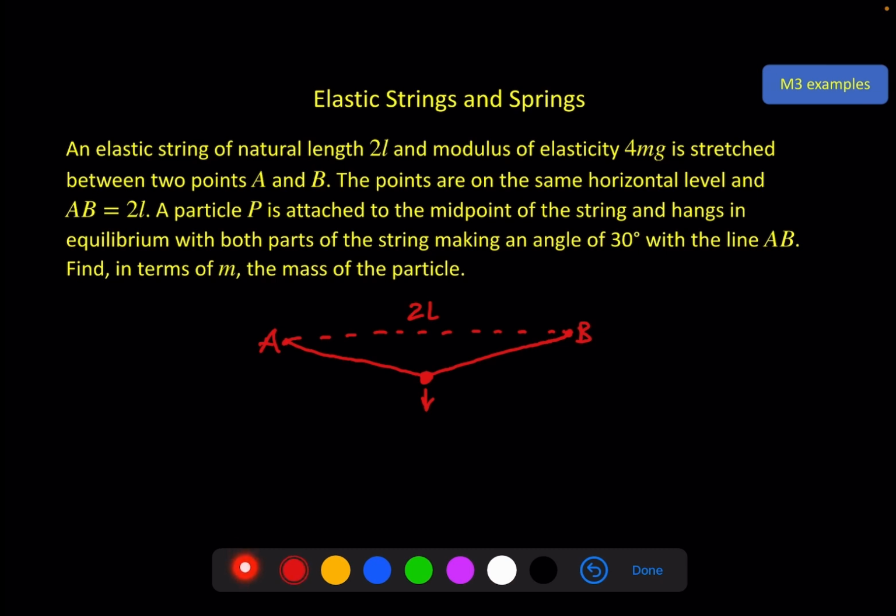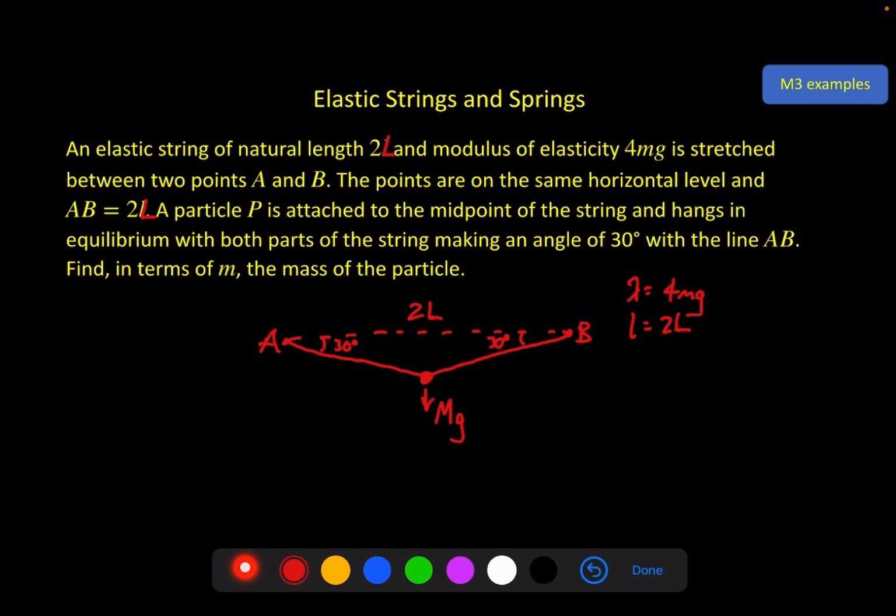So if I call the mass of the particle capital M, the modulus of elasticity is equal to 4 times little mg. Natural length is equal to 2L. It's a strange way of writing it, so I'm going to use capital L here instead of little l. And the other thing we know is that the angle here is 30 degrees.